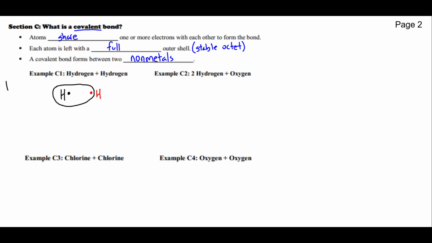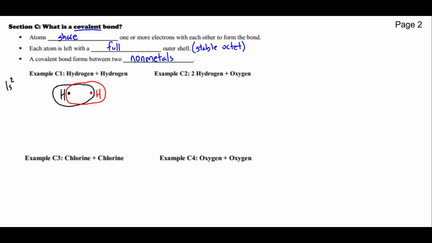Now remember that that 1s energy level can only hold 2 electrons, and so when each atom has a 1s2 configuration, that's the same configuration as helium, and so it's not a stable octet, but it's a full outer shell, so it does the same thing. Now to finish up this drawing, I'm going to draw the electron cloud of the right-hand side hydrogen, just like this. And so that's also got 2 valence electrons now.